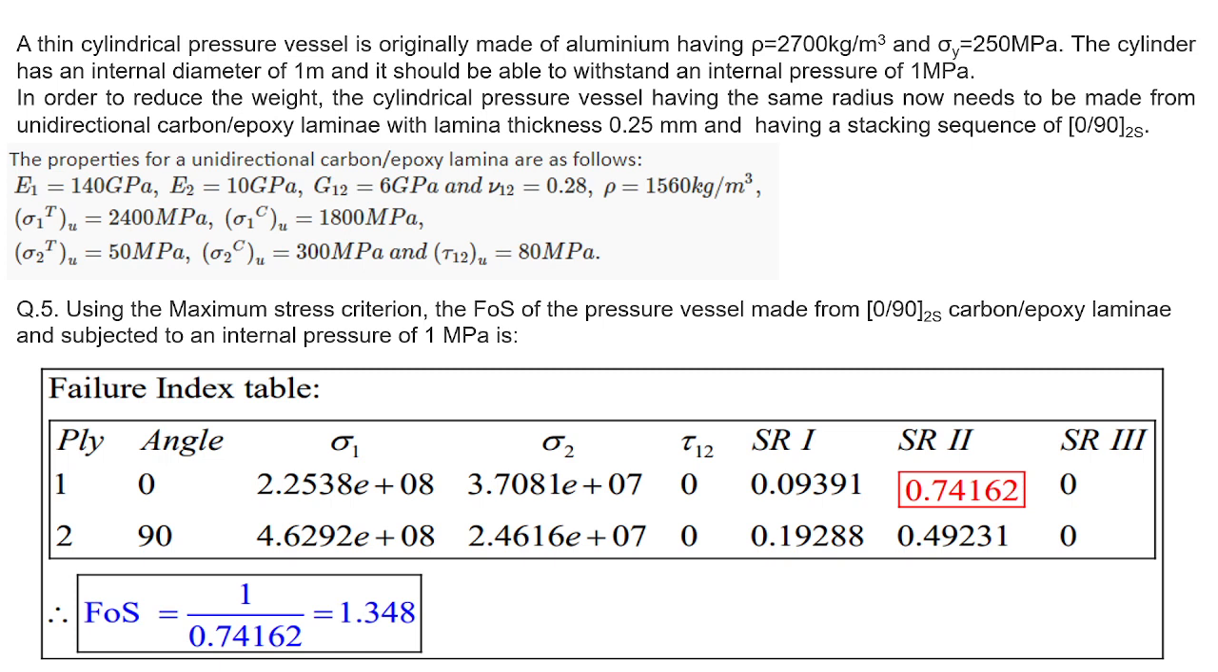Next question is, using the maximum stress criteria, the factor of safety of the pressure vessel made from 0/90s carbon epoxy lamina and subjected to an internal pressure of 1 megapascal is. So for that we have to make the failure index table. That is, we have to find the principal axis stresses of the 0-degree angle lamina and the 90-degree angle lamina.